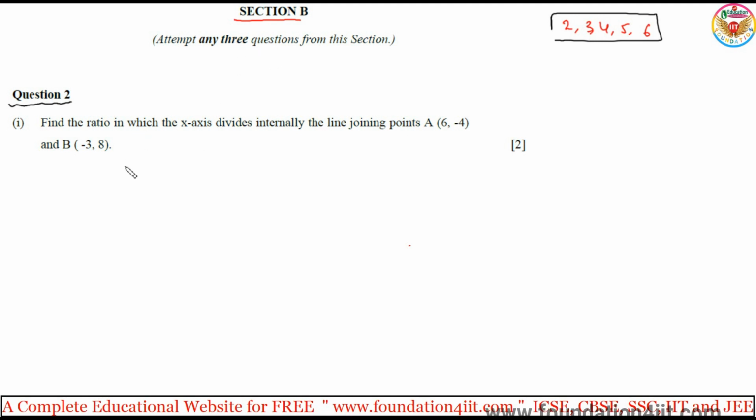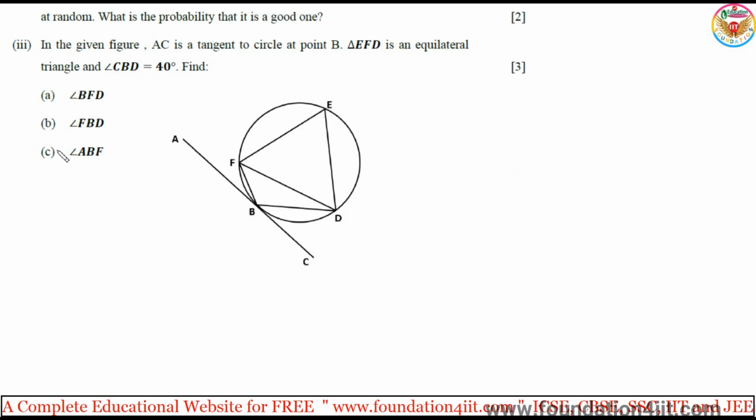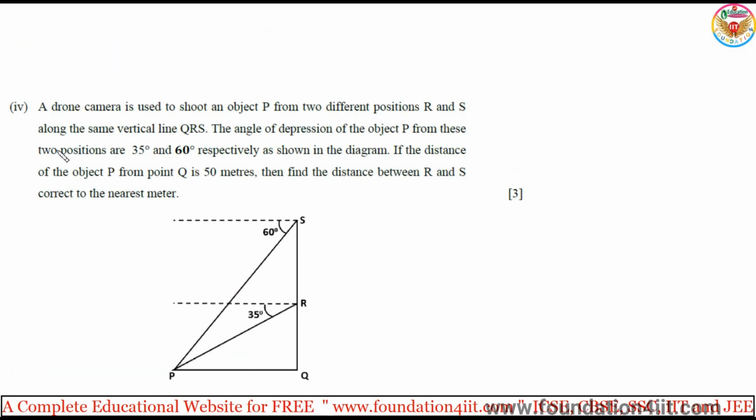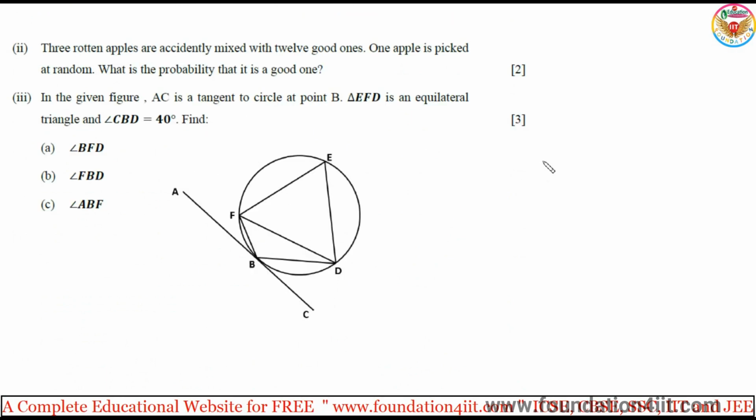So question number 1, question number 2, again you have sub-questions: 1, 2, 3, 4. This is the first, second, third and fourth. The fourth one is 3 marks, and the same, this third one is 3 marks.